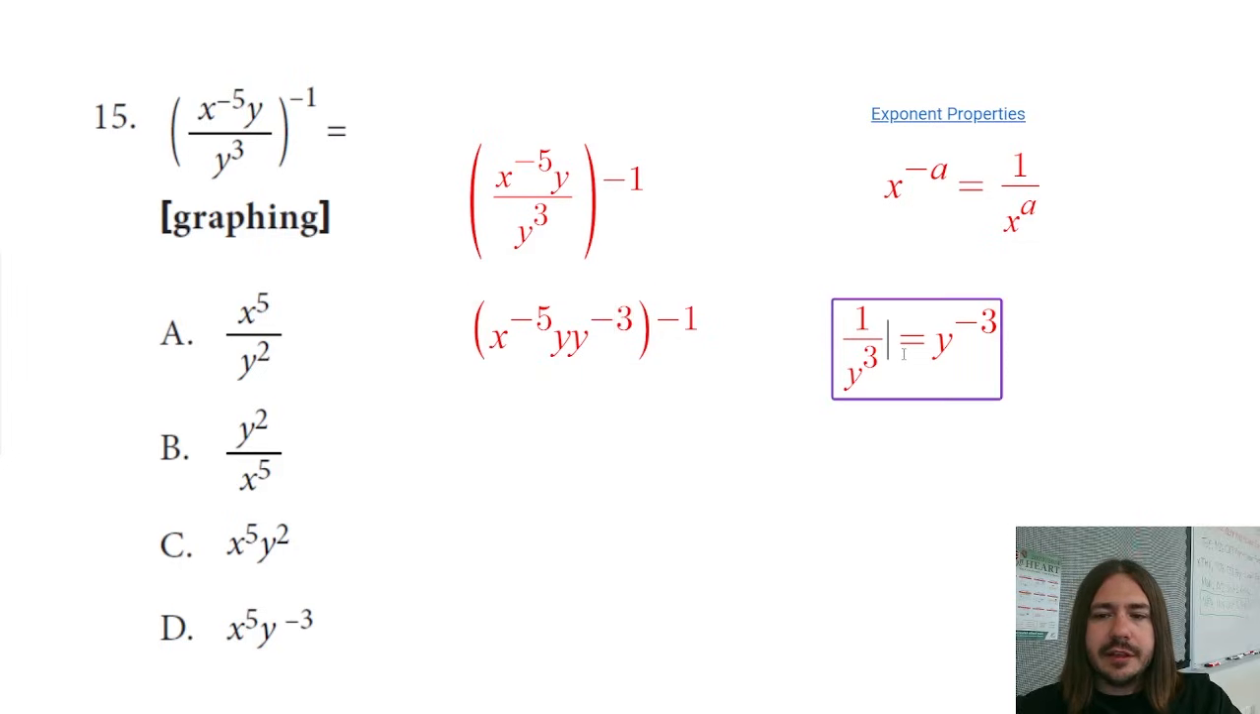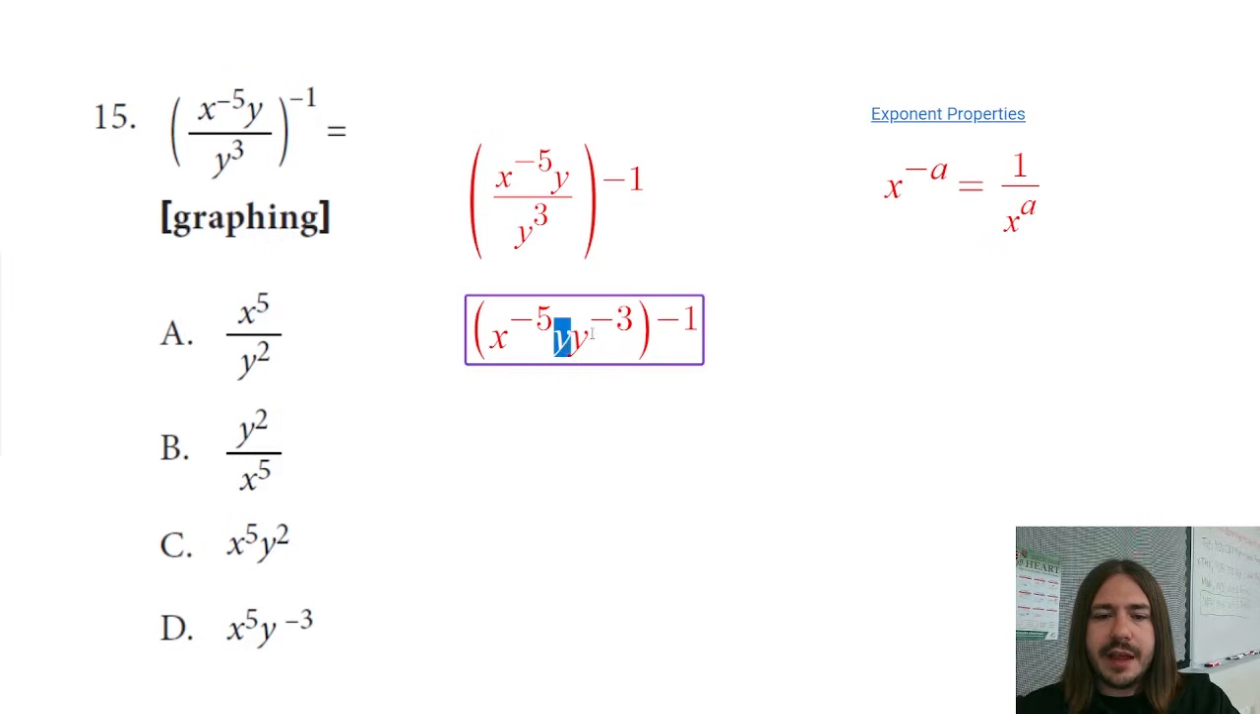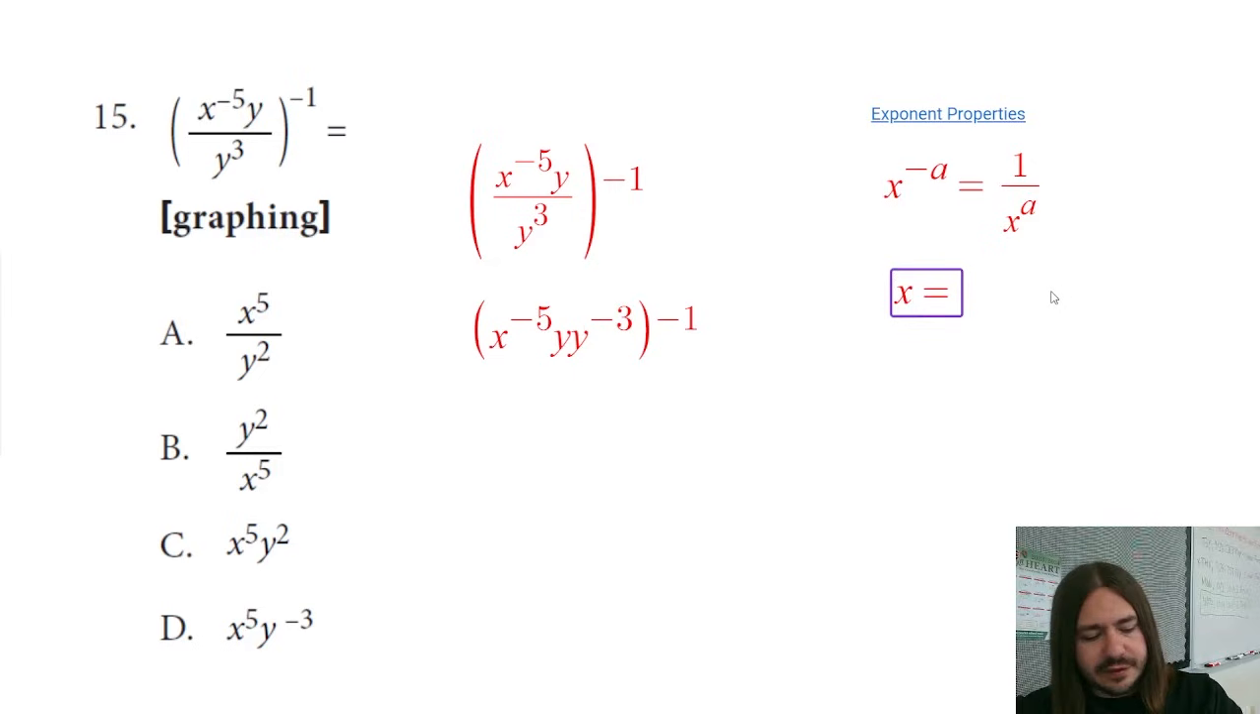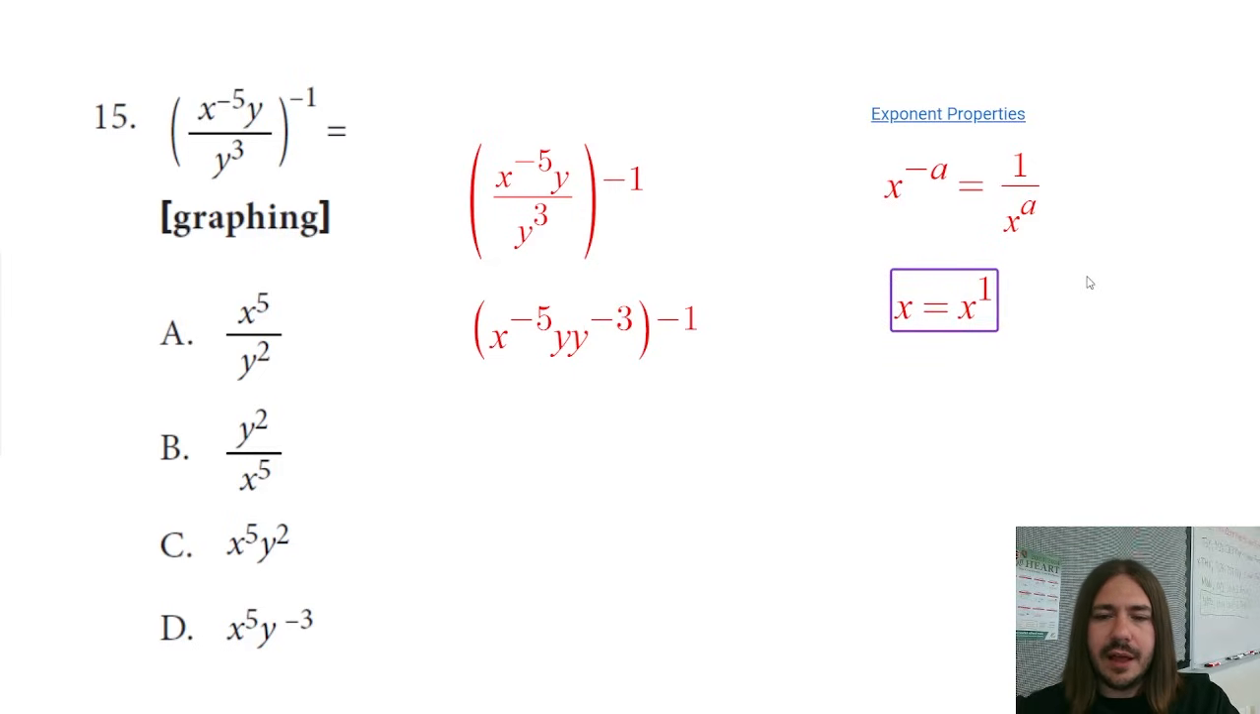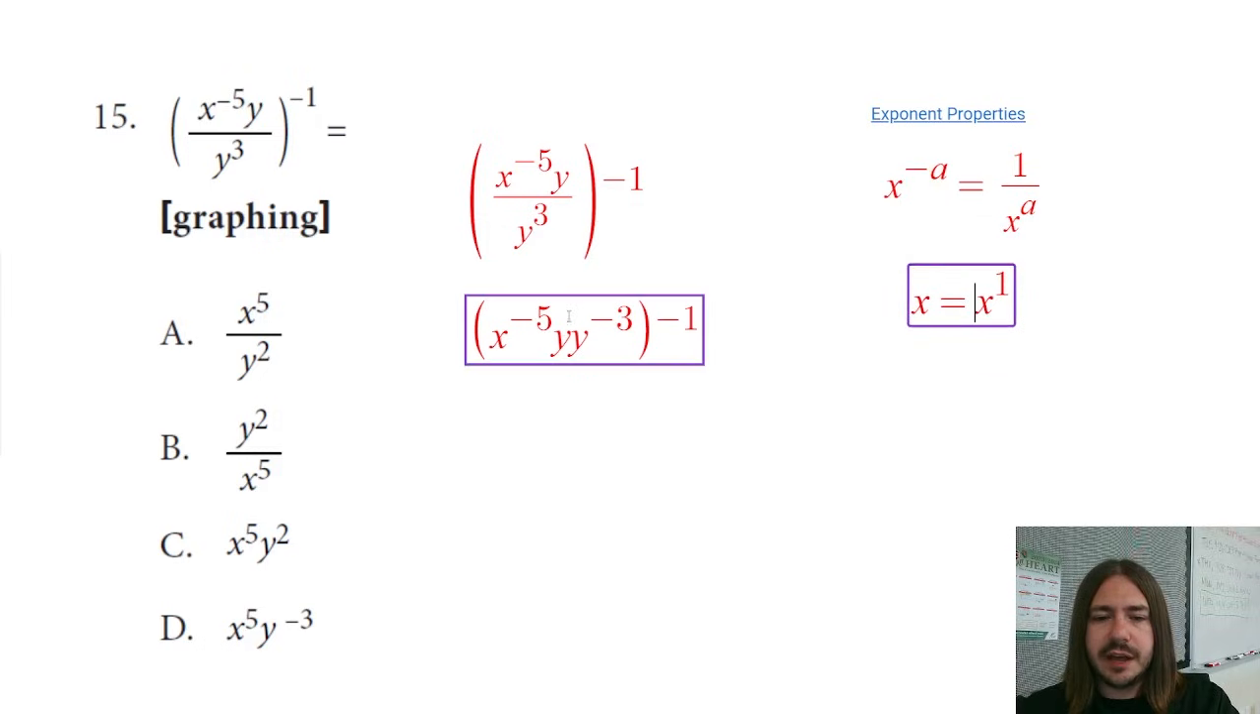Now another thing that I might want to point out here, this is another exponent property, is that anytime you have just a regular old variable here, that's the same thing as saying that variable to the first power. If you don't see an exponent written, there's sort of an assumed 1 there.